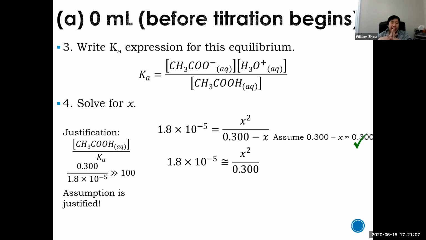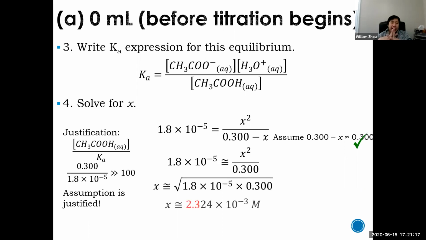You then rearrange the equation. X equals the square root of the Ka times the initial concentration. You put this in your calculator. You get 2.324 times 10 to the negative 3 moles per liter.